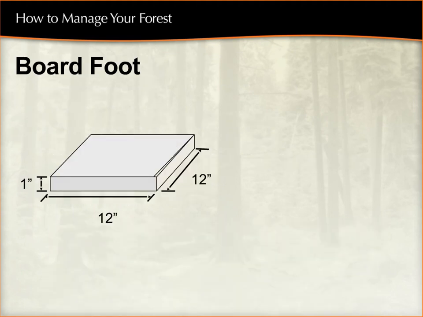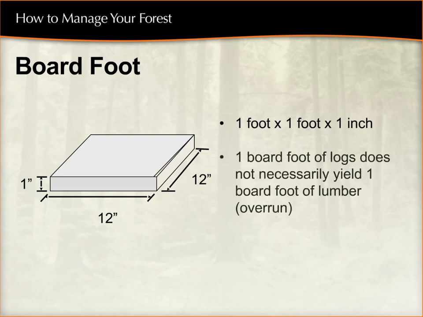You might remember from high school shop class that a board foot is a volume of wood measuring 1 foot by 1 foot by 1 inch. Now, it's important to note that 1 board foot of Scribner doesn't necessarily yield 1 board foot of lumber. The Scribner log rule is simply the unit of measure used to measure logs, whereas the board foot is used to measure the finished product.